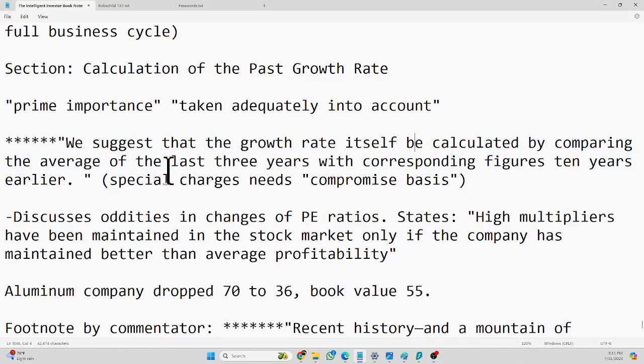To find the growth rate, according to this book anyway, there are a lot of ways of doing this, but comparing the average of the last 3 years with the corresponding figure 10 years earlier. So basically maybe 8, 9, and 10 years ago, the average of those 3 years, and that can give you a decent idea of what the growth rate is.